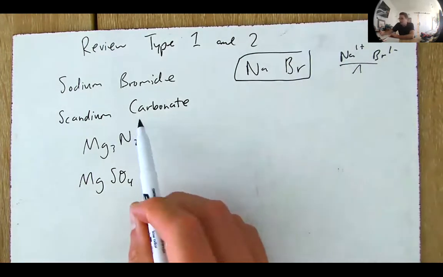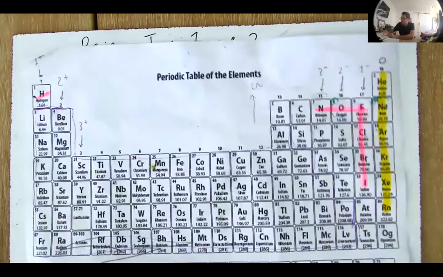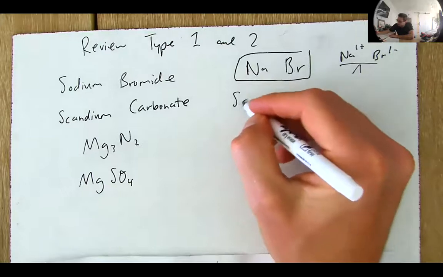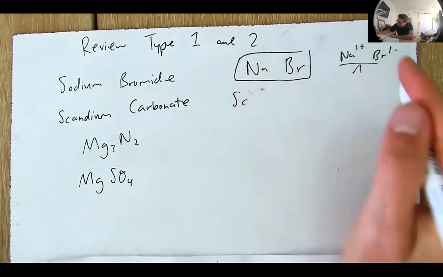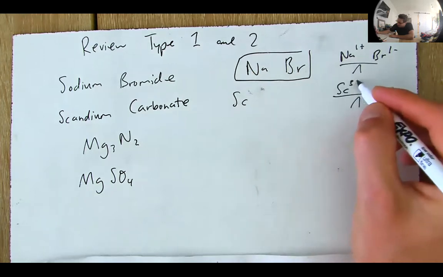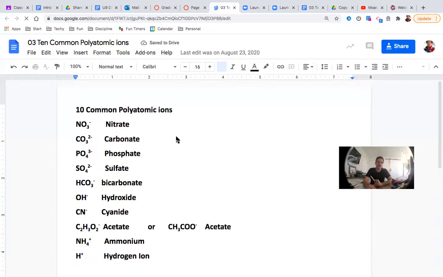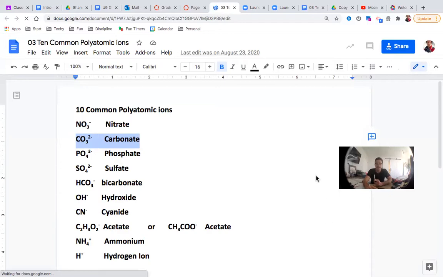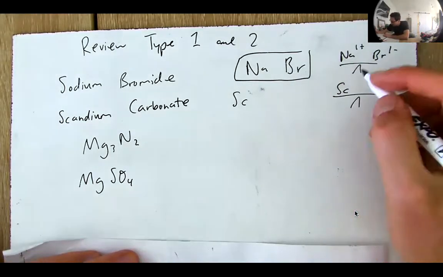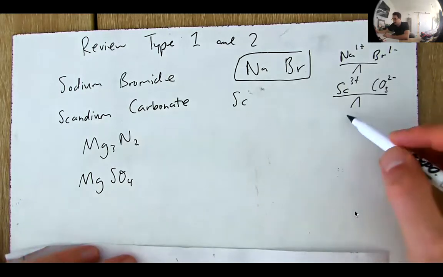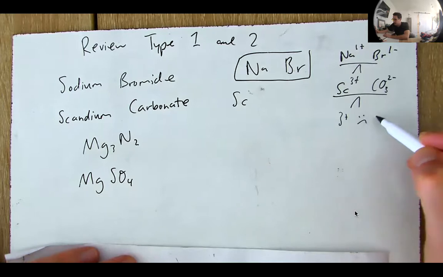Next one is scandium carbonate. Looking at our periodic table, we see scandium located right here. It has a 3+ charge. Let's put that over here on the scale. Carbonate is located on our 10 common polyatomic ions chart, located in your links to resources, a resource on Canvas for you. Carbonate has a 2- charge. That's 3+ for scandium and 2- for carbonate. The charges are not balanced. Right now, 3+ does not balance with 2-.